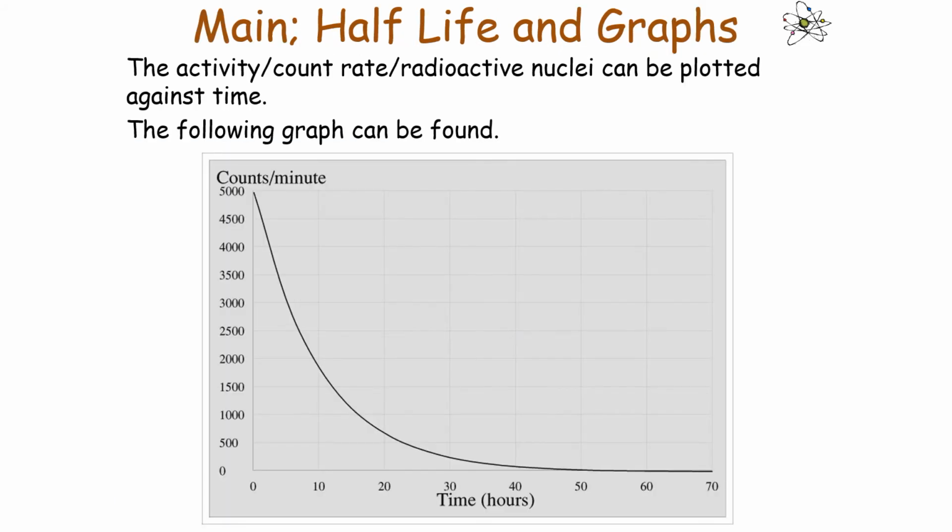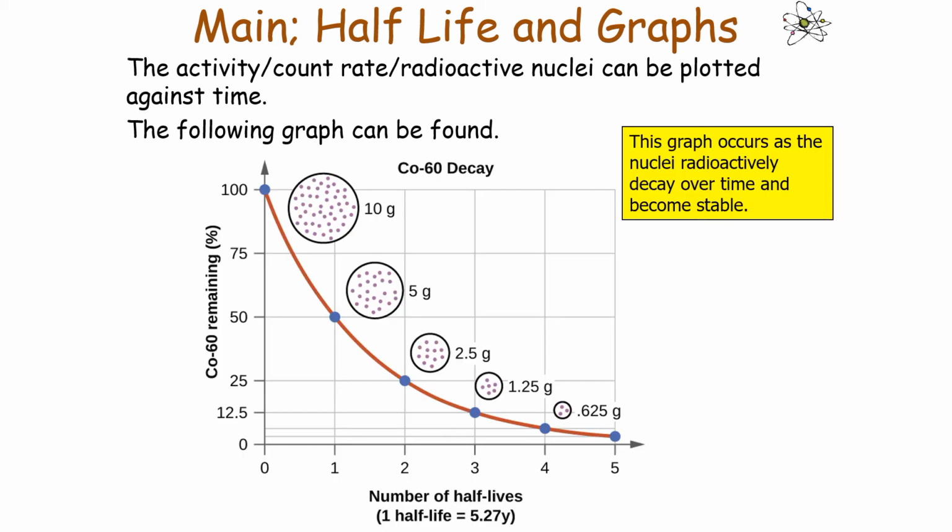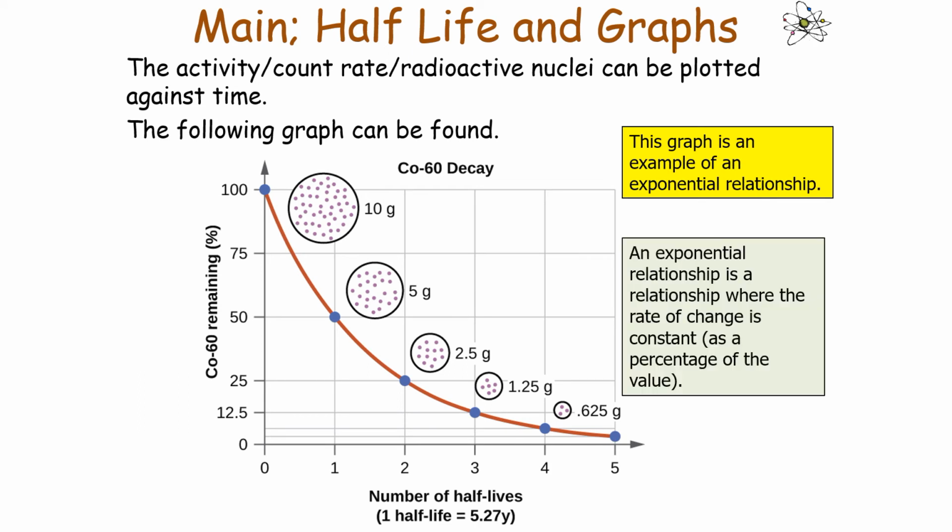The activity, count rate, or number of radioactive nuclei can be plotted against time, and we get the following graph. This graph occurs as the nuclei radioactively decay over time and become stable. So the number of radioactive nuclei, the count rate, or the activity all falls with respect to time. This graph is an example of an exponential relationship. An exponential relationship is a relationship where the rate of change is constant as a percentage of the value.